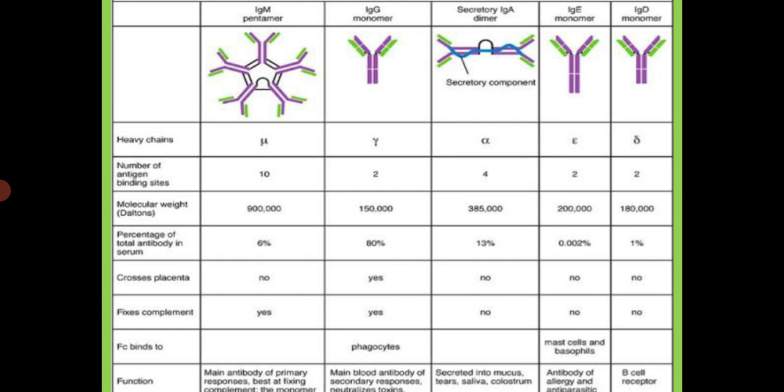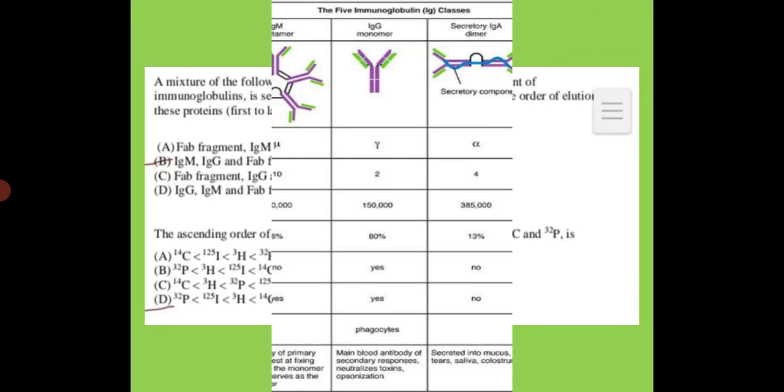So the question is asked from first to last. The high molecular weight immunoglobulin is IgM, so it will get eluted first. IgM, then the IgG, and then the Fab fragment.